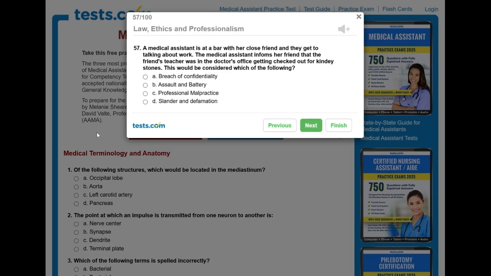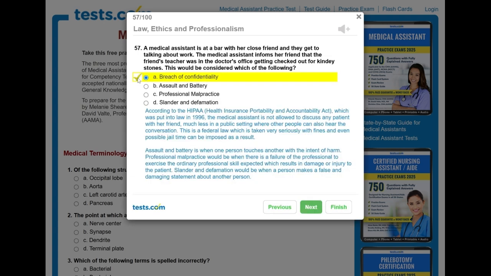Question 57. A medical assistant is at a bar with her close friend, and they get to talking about work. The medical assistant informs her friend that the friend's teacher was in the doctor's office getting checked out for kidney stones. This would be considered which of the following? A. Breach of confidentiality, B. Assault and battery, C. Professional malpractice, D. Slander and defamation. A. Breach of confidentiality.